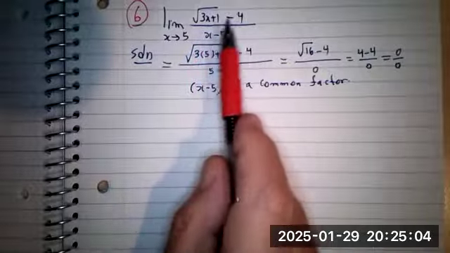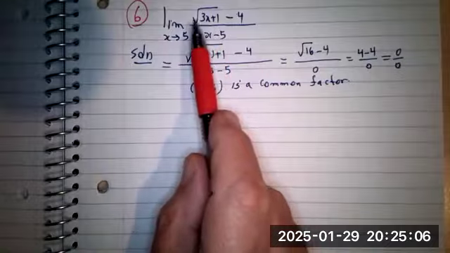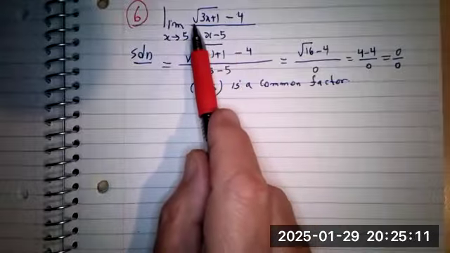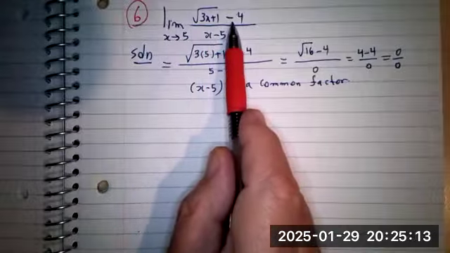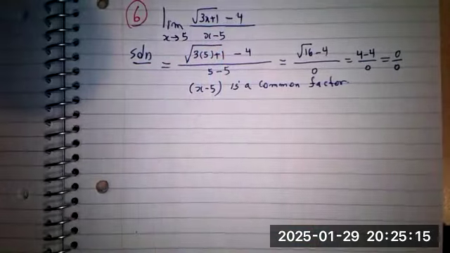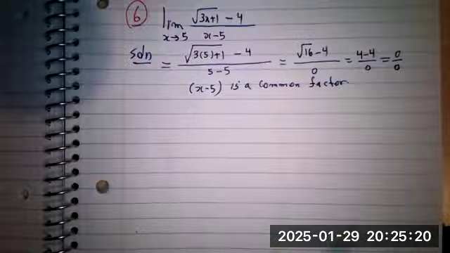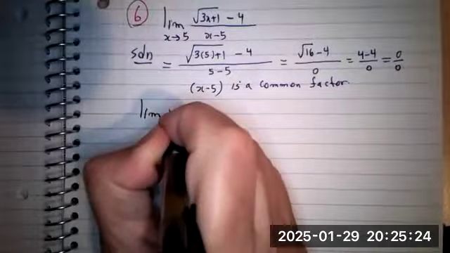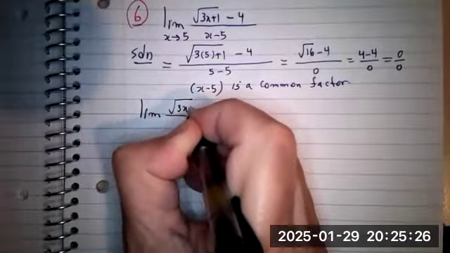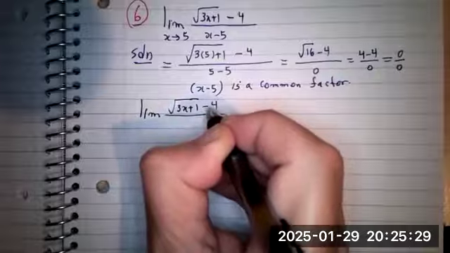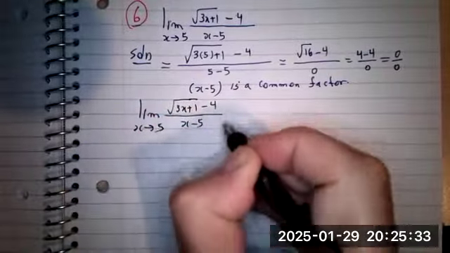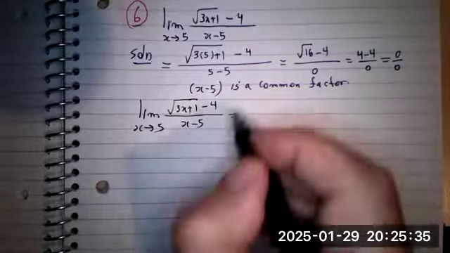It's not a polynomial to factor, it's a radical. Since it's a radical, you multiply the top and the bottom by the conjugate. The conjugate is the first term plus 4. Okay, so we do it the other way around, or start it over. We have the original one. I have to rewrite it. Radical 3x plus 1 minus 4 over x minus 5, x goes to 5. I multiply the top and the bottom by the conjugate.